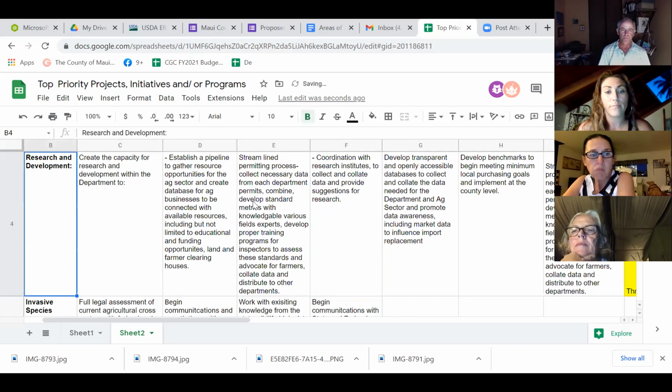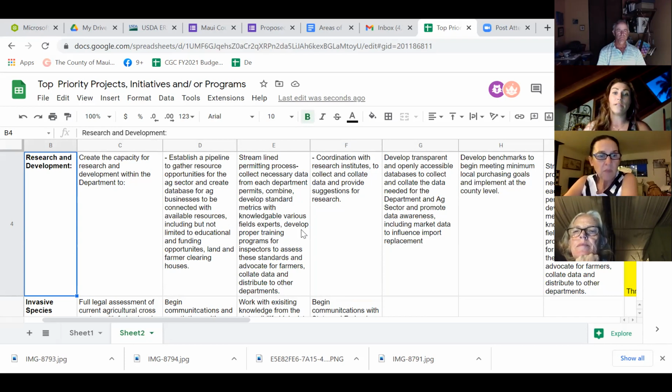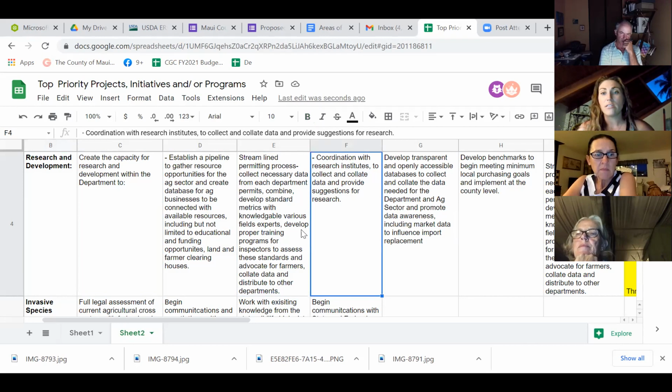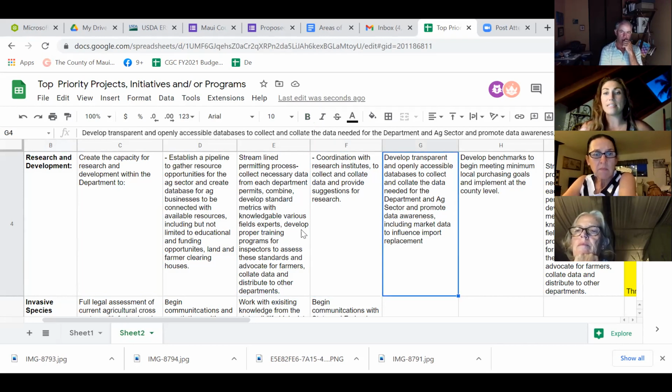Okay. All right, the next one: streamline permitting process, collect necessary data from each department, permits, combine and develop a standard metric with various knowledgeable field experts, develop proper training programs for inspectors to assess these standards and advocate for farmers, collate data and distribute to other departments. Coordinate with research institutions to collect and collate data and provide suggestions for research. Develop transparent and openly accessible databases to collect and collate the data needed for the department and the ag sector.